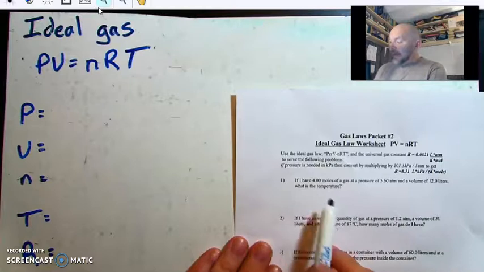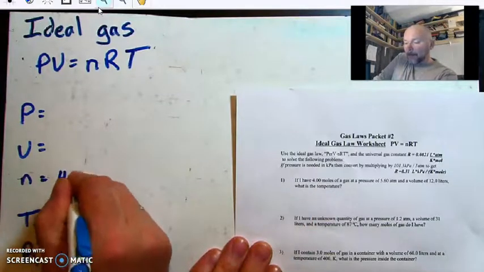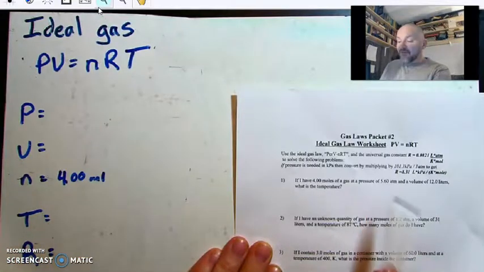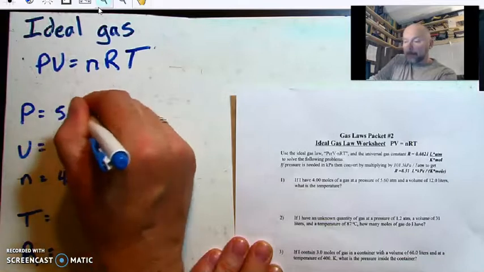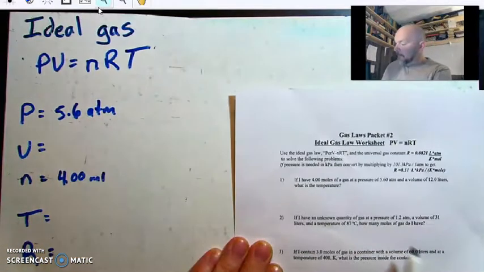First problem. I have 4.0 moles, so I'm going to write that in, of a gas at a pressure of 5.6 atmospheres and a volume of 31 liters.